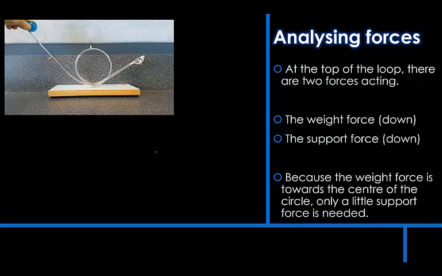At the top, we have a slightly different situation. We still have two forces acting. We have a weight force acting, which is downwards, and we have a support force acting. But at the top of the loop, the support force is also pushing downwards. And because the weight force is acting towards the center of the circle, we only need a little bit of extra support force to make it keep moving in a circle. So we'll have a look and see what that looks like as well.